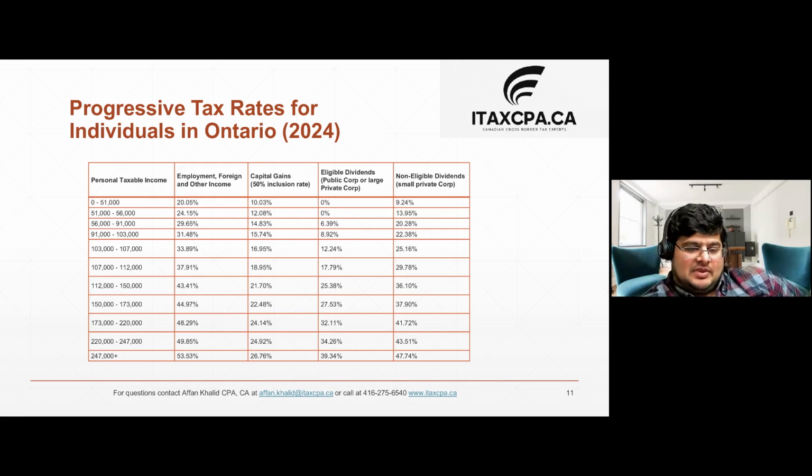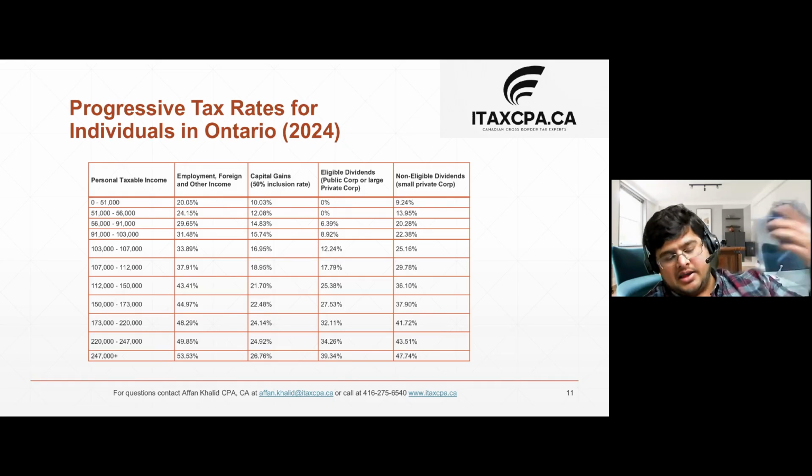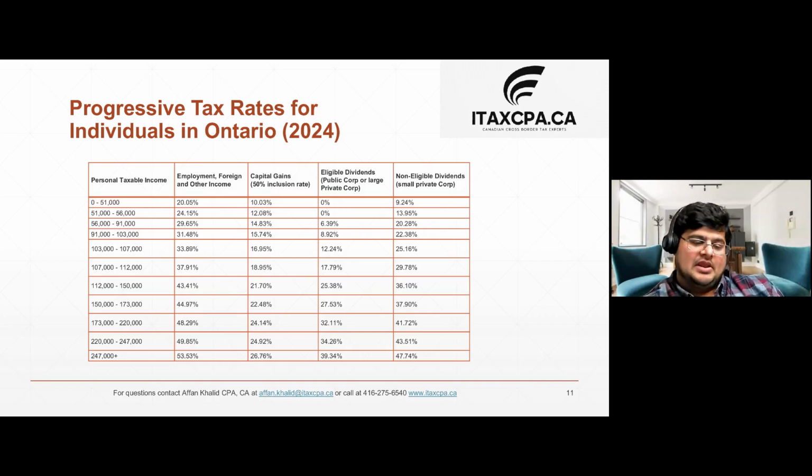For dividends, if you remember, I explained there are public company and large private company dividends. Because these companies are paying a higher tax rate or general rate at 26, 27, 28%, these dividends are subject to a higher dividend tax credit and hence more preferentially taxed. You can see that the highest tax rate an individual can pay on eligible dividends is about 40%, in Ontario, by the way.